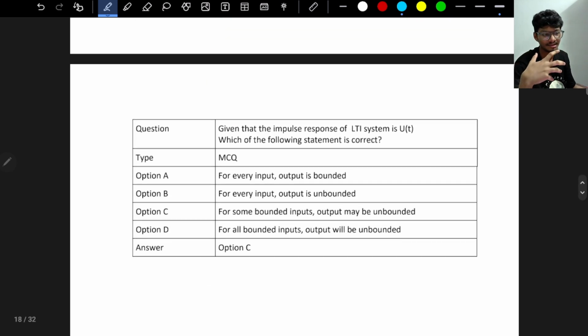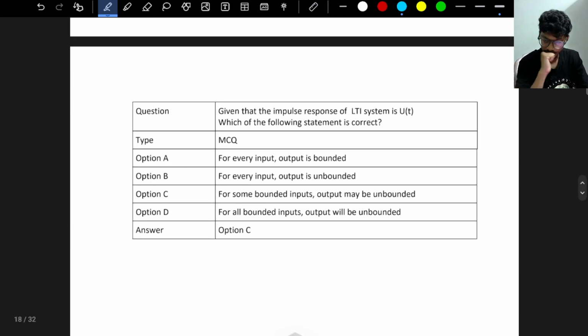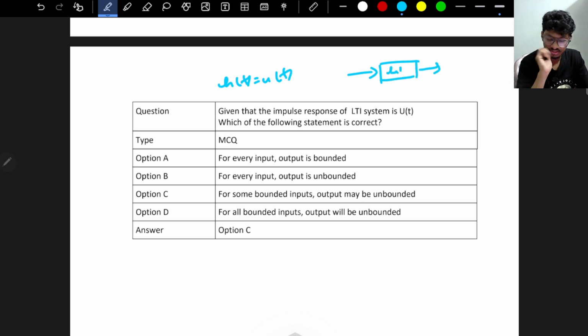This question is theoretically pretty good. What they have asked is, given that the impulse response of an LTI system is u of t, that is my h of t is u of t. I have an LTI system whose impulse response is u of t. Which of the following statements is correct?